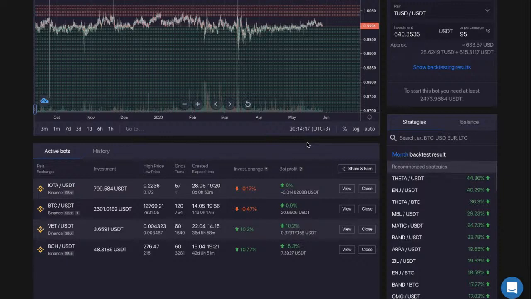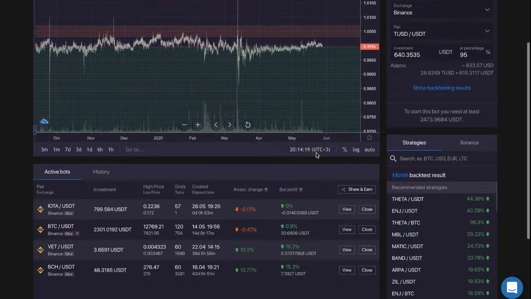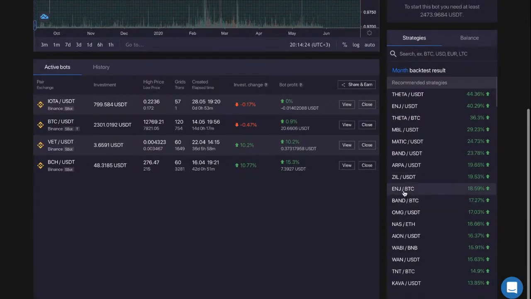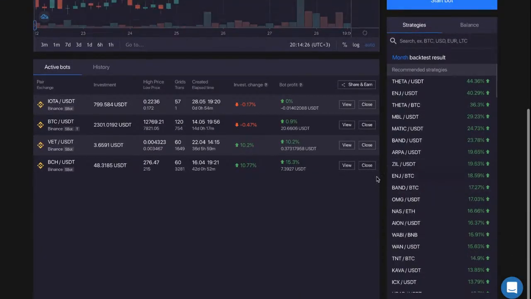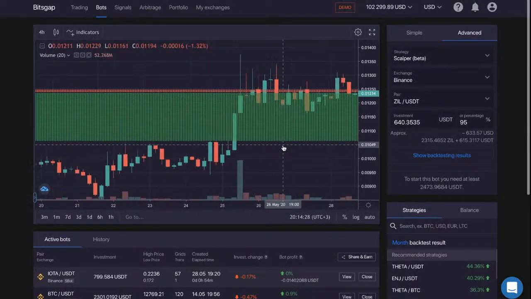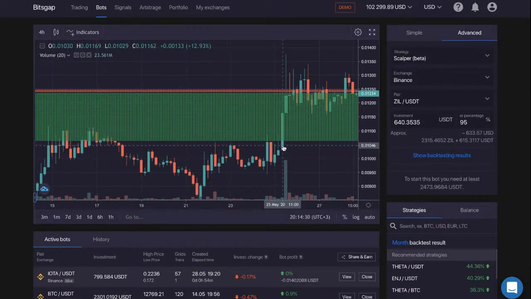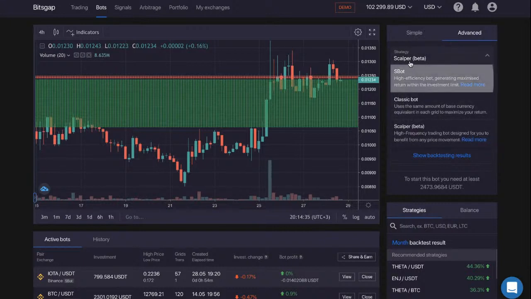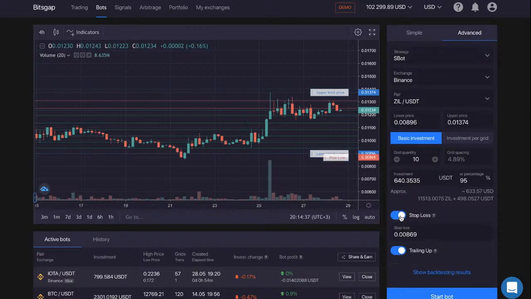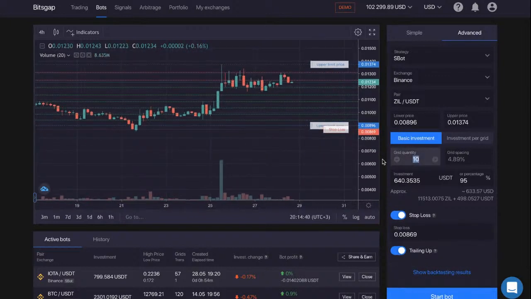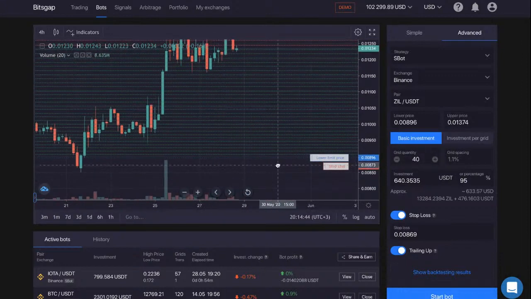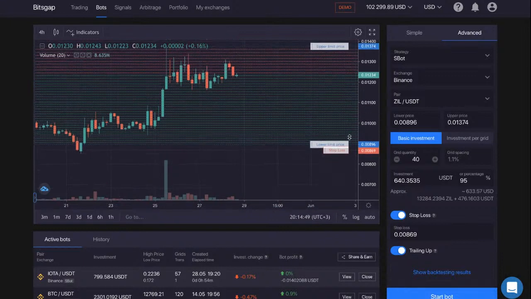Oh yeah, there is a question regarding the stop loss using the trailing up function. So let me show you once again. Let's say ZIL trading to USDT. When you have your trailing up function on in SBot, and you have the stop loss function also on, that means that the stop loss will also follow the trading range.